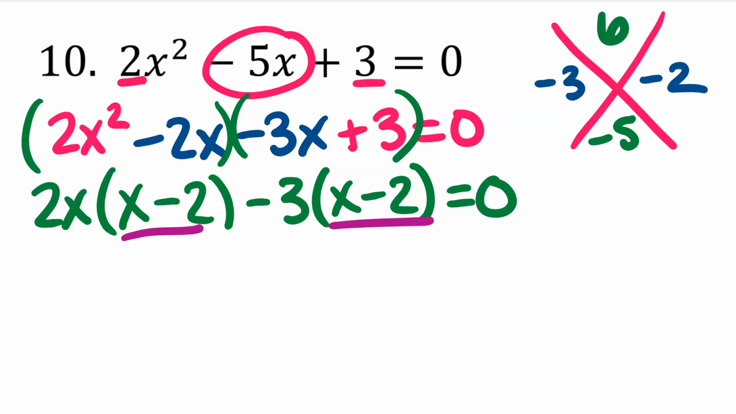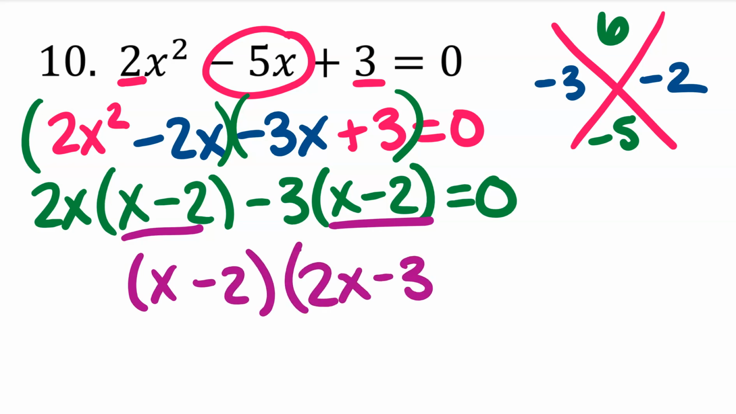My goal is to get matching here, which is good. I have that, so x minus 2, good. And then my other one, 2x minus 3. The outsides go in the other one. Matching goes in one, outsides go in the other.